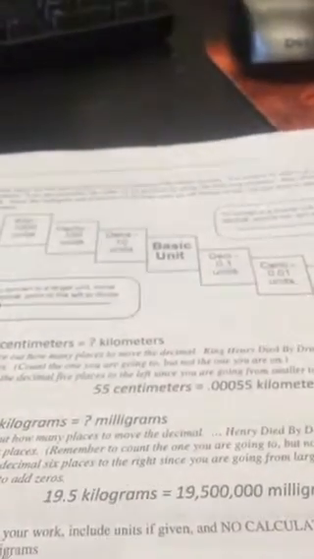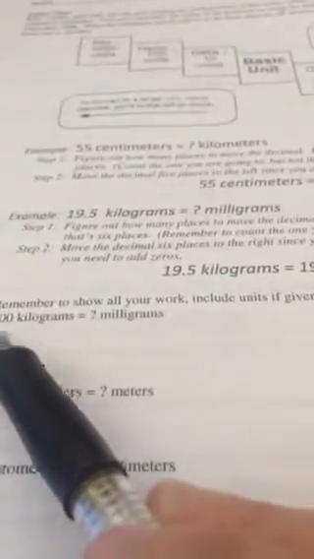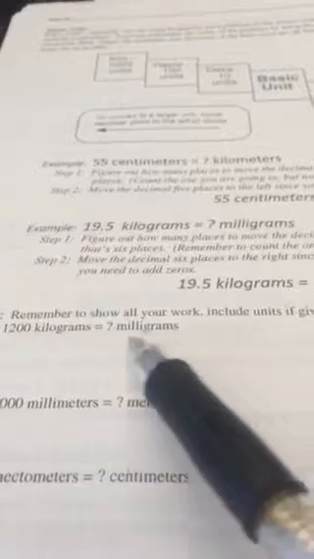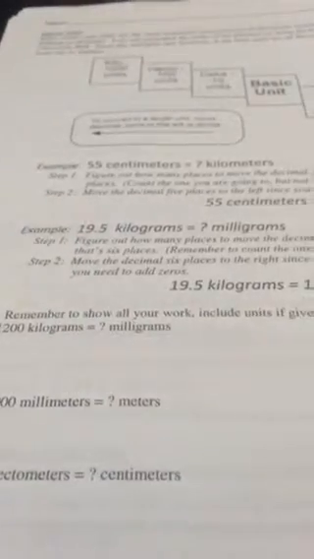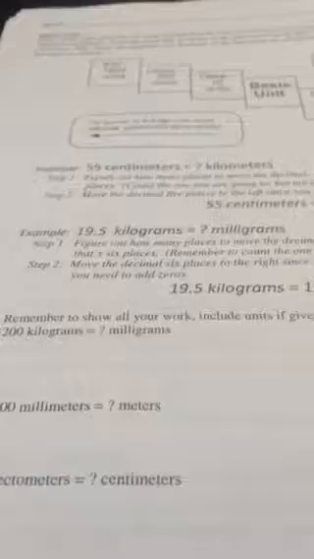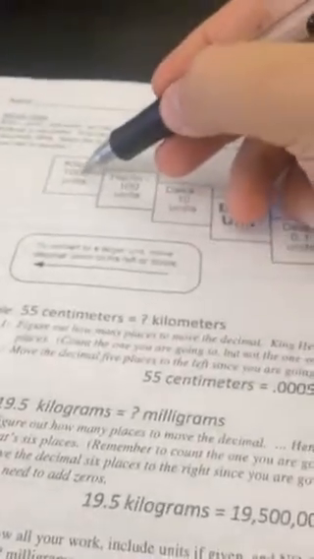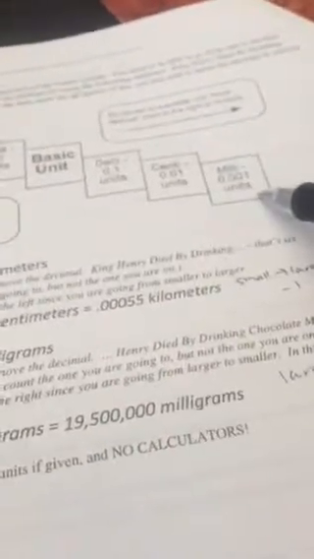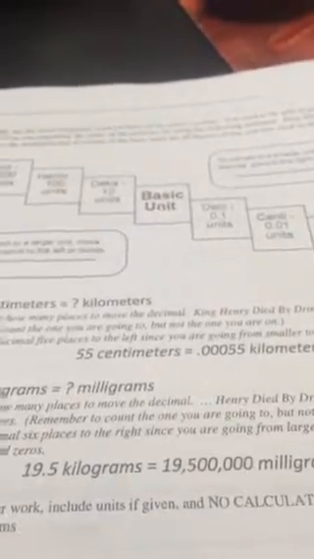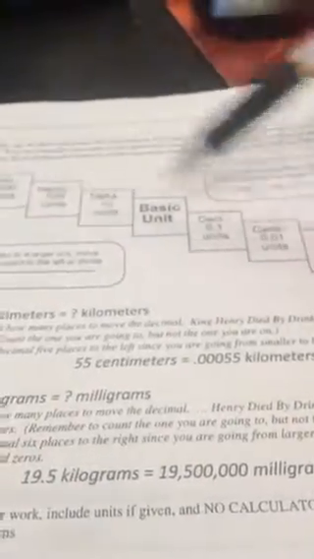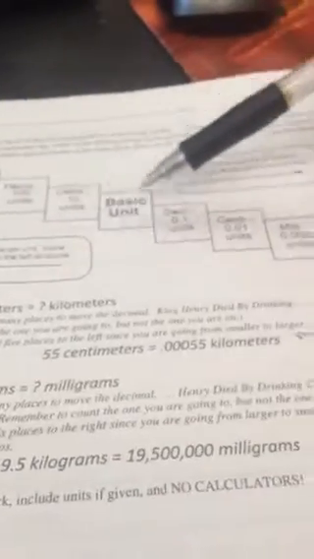So the first problem I'm going to do is number 23, and 23 says 1,200 kilograms equals how many milligrams? So you're trying to figure out how many milligrams there are. I'm going to start here at kilo, that's what I start with, and I'm going to milli, which is all the way at the other end. To figure out how many places I need to move, I'm just going to count how many squares are in between. 1, 2, 3, 4, 5, 6. All right, there's 6 spaces.